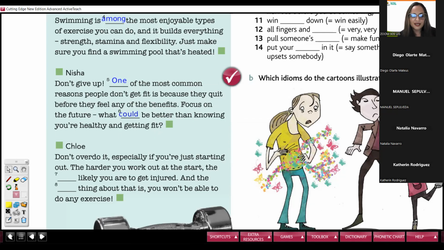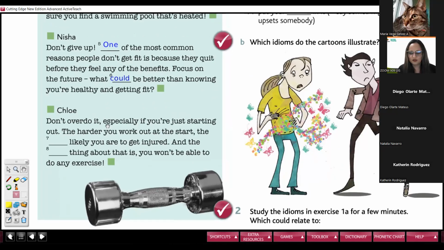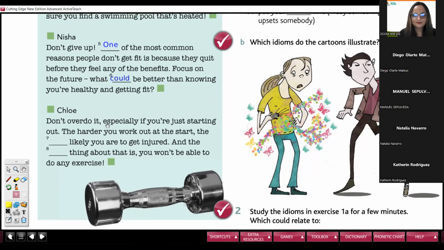Okay, very good. And the last one. Who can read the last one, please? Chloe. Thank you, Maria. Don't overdo it, especially if you are starting out. The harder you work out at the start, the likely you are to get injured. And the thing about that is, you won't be able to do any exercise. Thank you so much, Maria.